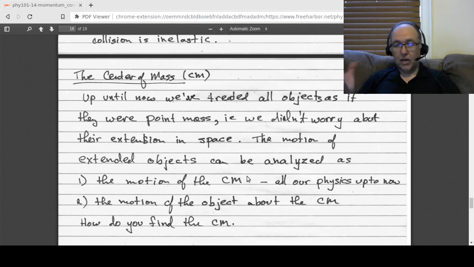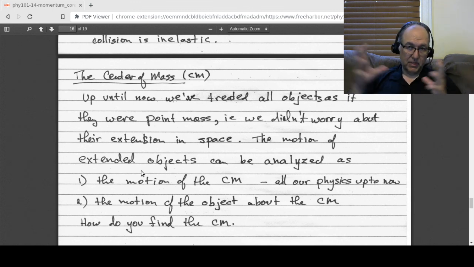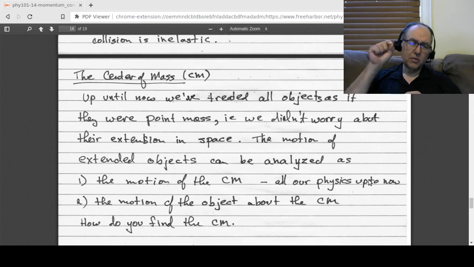So just to summarize, the motion of an extended object, okay, so now you know what an extended object is. It's an object which has some mass, but the mass fills some volume of space, okay? The motion of that extended object can be analyzed as the motion of the center of mass, and that's basically all the physics that we've done up till now. I didn't tell you that we were talking about only the center of mass when we did the free body diagrams for those blocks. I said just put all the forces as if they were acting at the center. But now I can say put all the forces as if they were acting at the center of mass, okay?